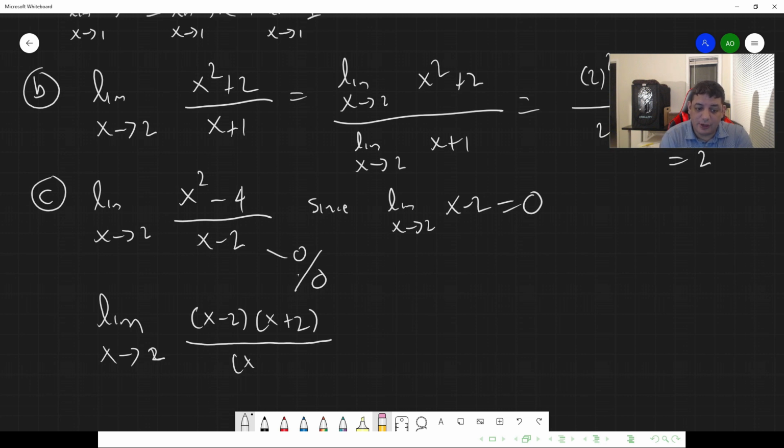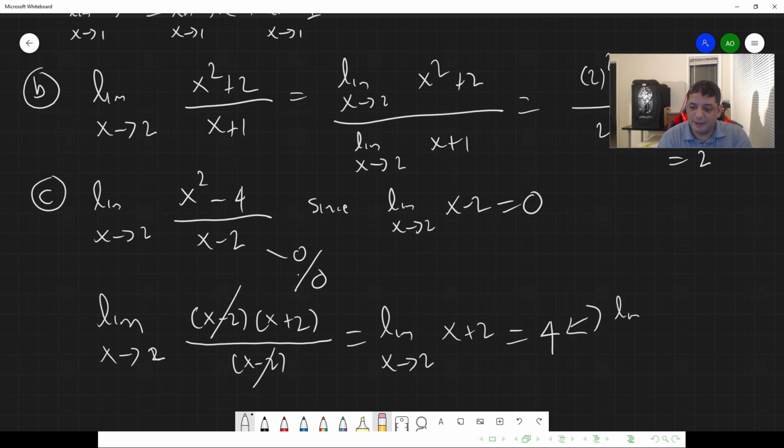Okay? And so if I do that, notice that this stops and becomes this, but notice that this is a factor here, the same thing as here. So I get to cancel that, and that becomes the limit when x goes to 2 of x plus 2. Now this is a continuous function, and this is just going to give me 4. So this implies that the limit when x goes to 2 of (x squared minus 4) over (x minus 2) is equal to 4. Okay?